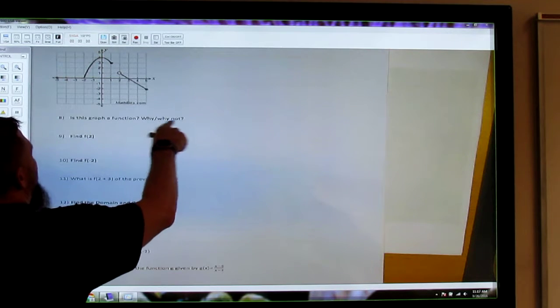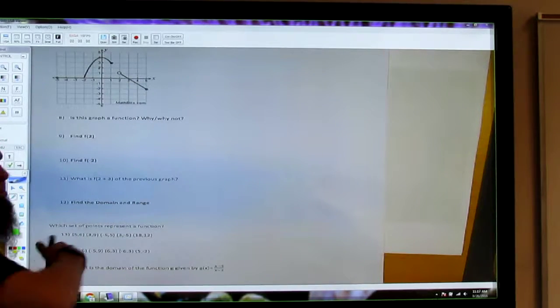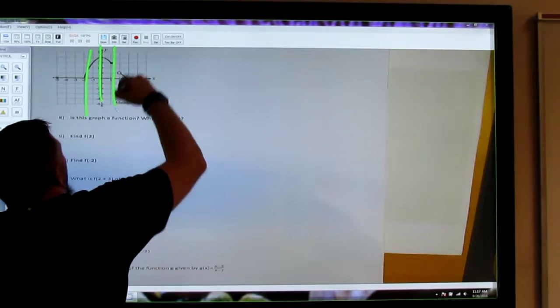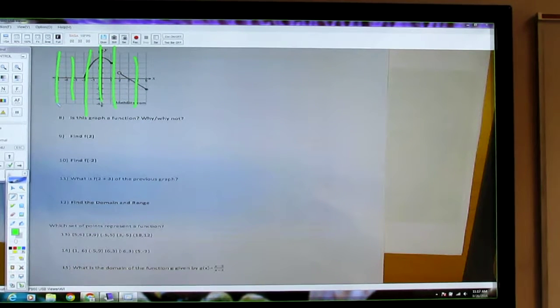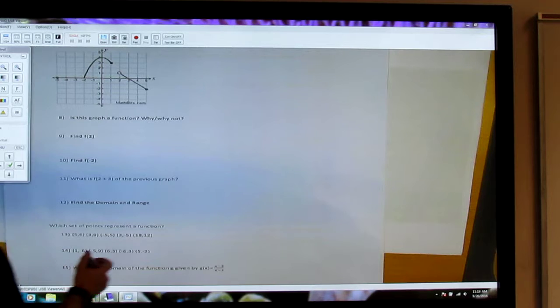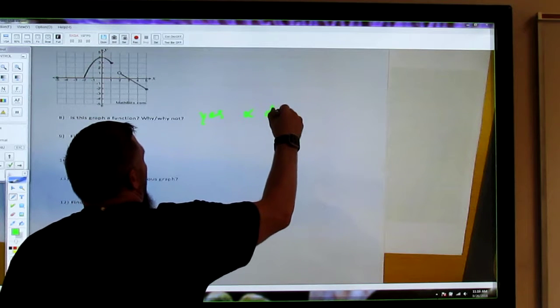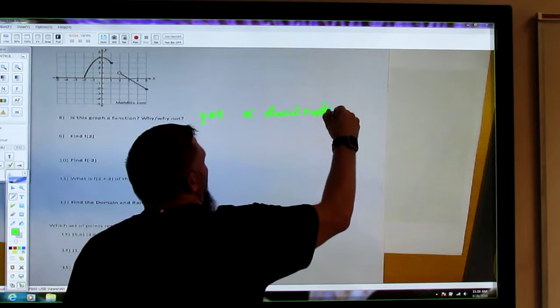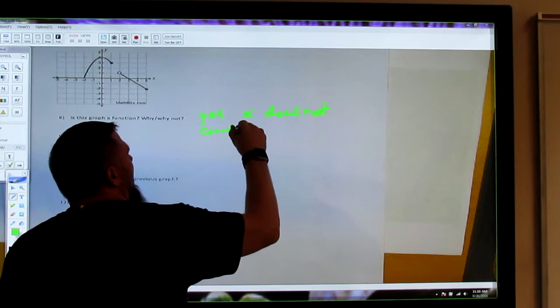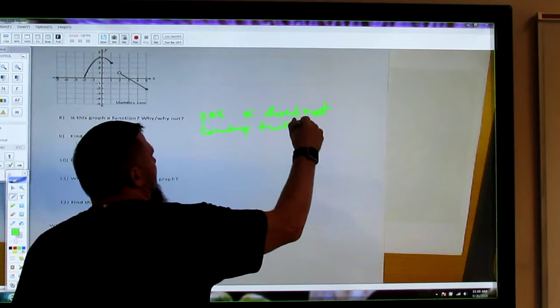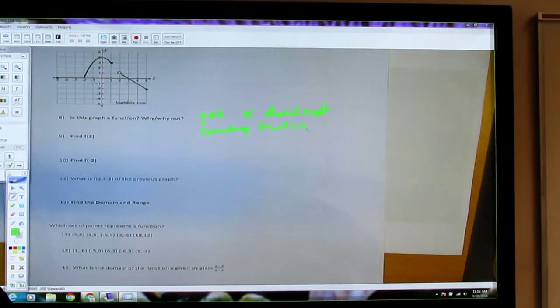Is this graph a function? Does x come up twice? So I can actually do what's called the vertical line test, and I can see that no matter what, x doesn't come up twice, right? Yes, x does not come up twice. There's no two values for x. Does that make sense? X only comes up once. Okay, so yes, because there's no two values for x.